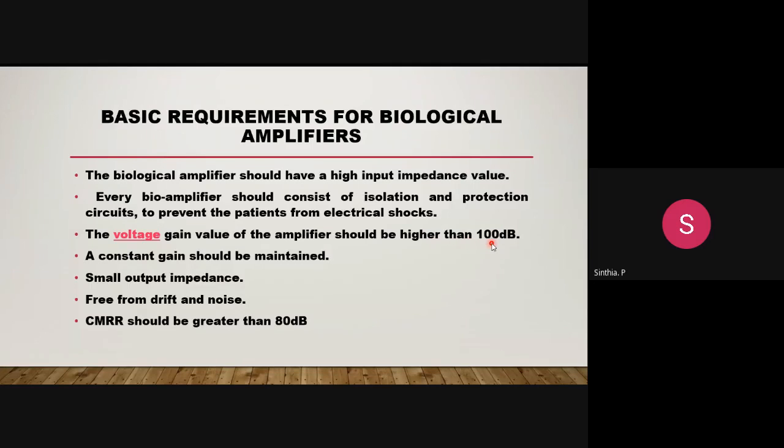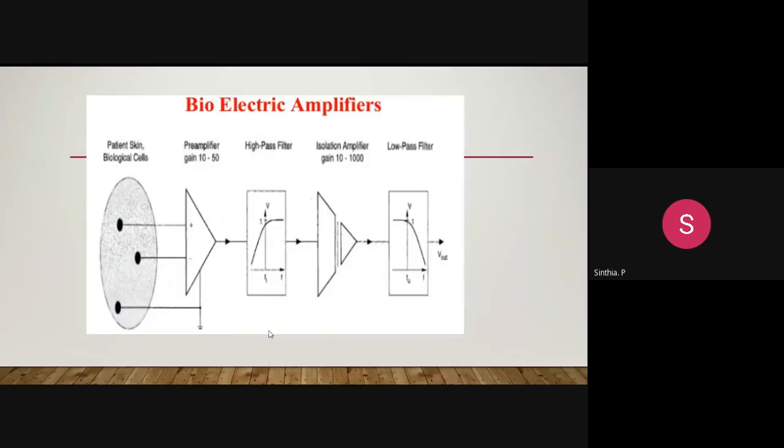The gain should always be maintained at this value. A constant gain should be maintained. Small output impedance. The amplifier should be free from drift and noise, and the CMRR, the common mode rejection ratio, should be greater than 80 decibel. Okay, so this is the basic process of the bioamplifier.